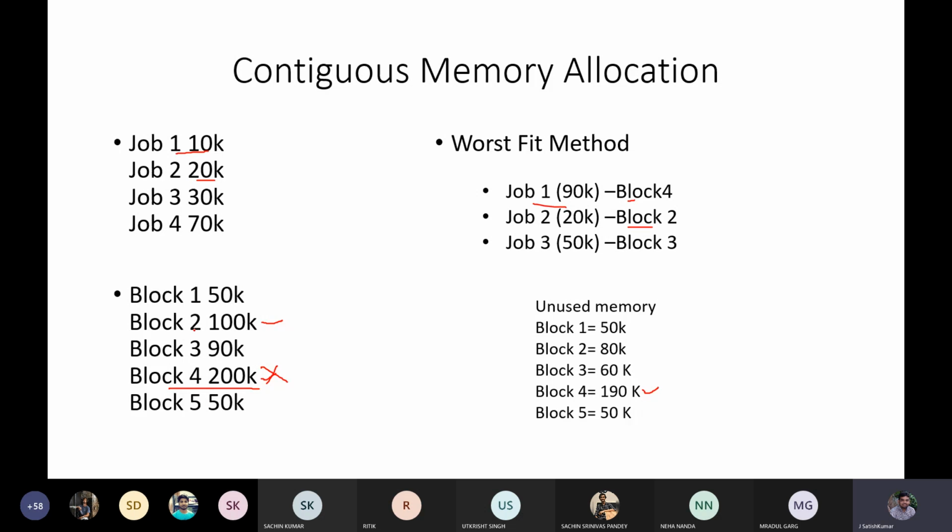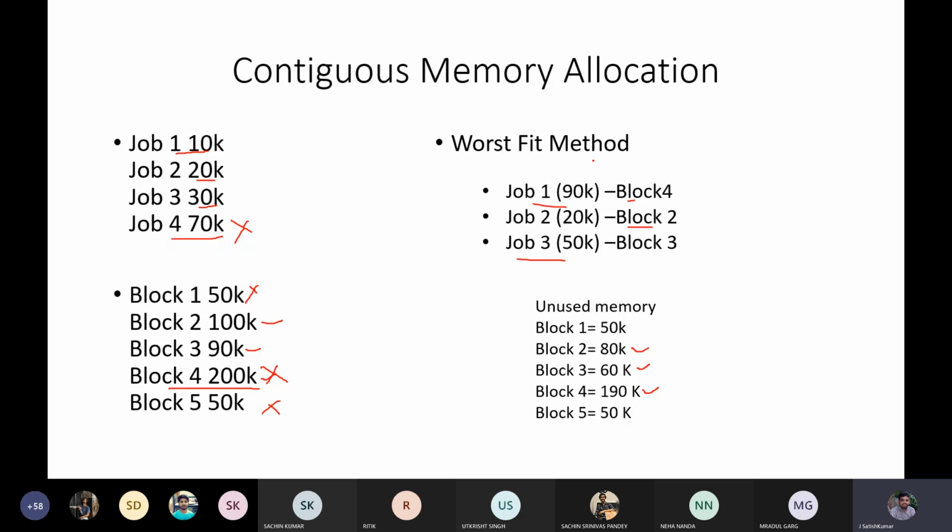Job 2, the next biggest is block 2, 20K. Then unused space is 80K. The next is 30K. The next largest is block 3. If you allocate 30 units here, then the unused space is 60K. Next job 4, you cannot allocate it because you cannot allocate in block 1, and you cannot allocate in block 5. So only 3 jobs will be able to be allocated in the continuous memory location. Then the unused memory is very huge.